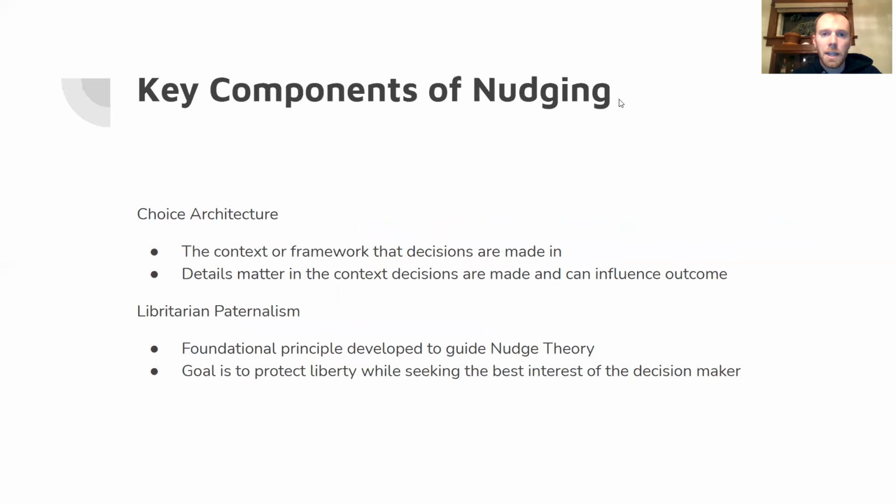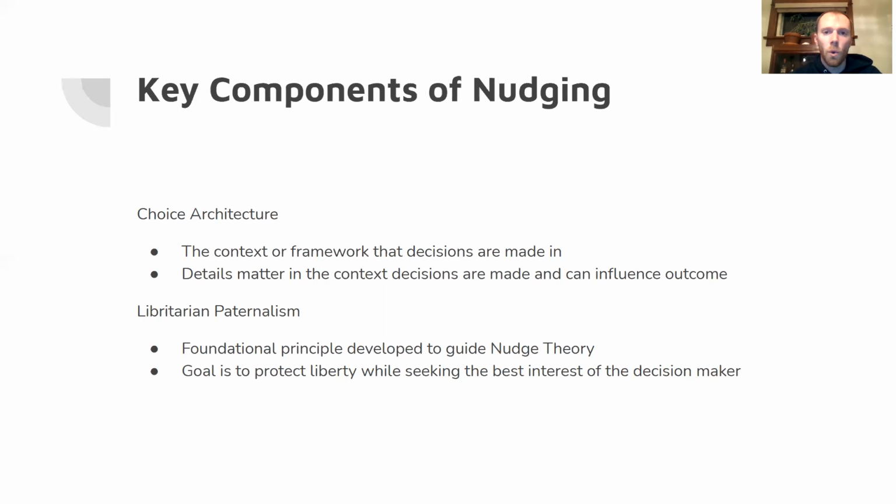And then going into some key components of nudge theory. The first is choice architecture. In the book, Thaler and Sunstein convey choice architecture as the context, or the environment, that we make our decisions in. And they really highlight how important the environment that we make our decisions in is to the outcome of our decisions. There are so many details that matter in the way that we make our decisions.